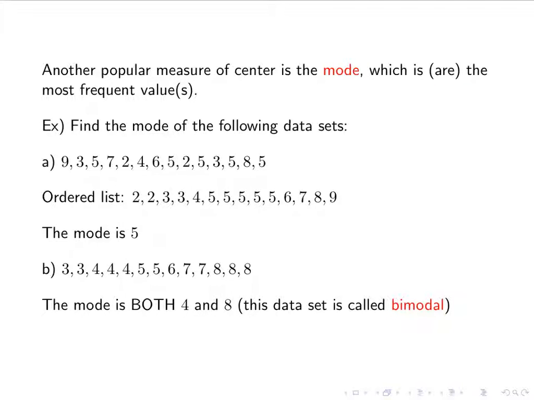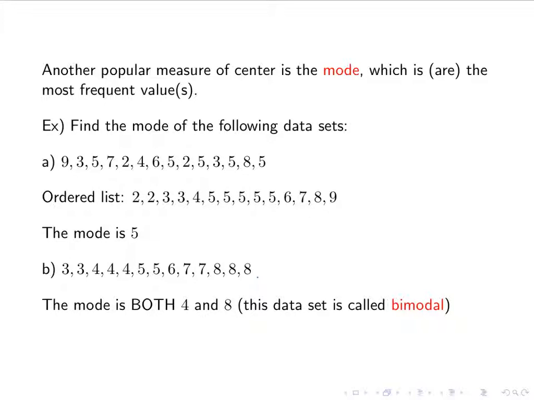The first data set is unimodal because there's only one mode. But the second one, data set B, is called bimodal because, again, there are 2 modes. You can have multimodal if there are 3 or 4 or 5 modes. You can have as many modes as you want, really, but you just have to make sure that that is the highest frequency and they are the same frequency.